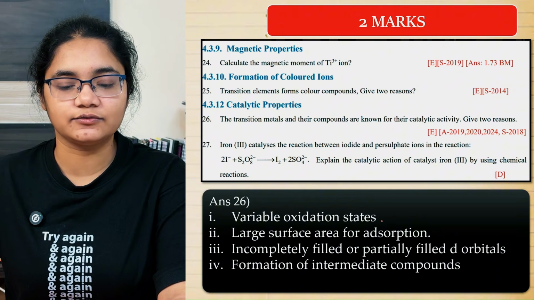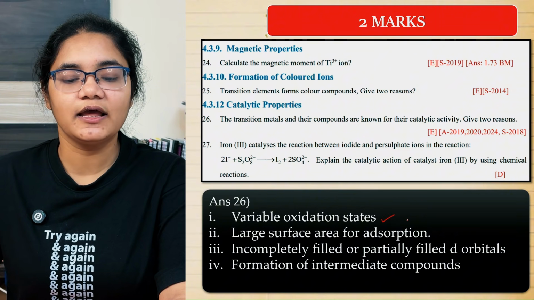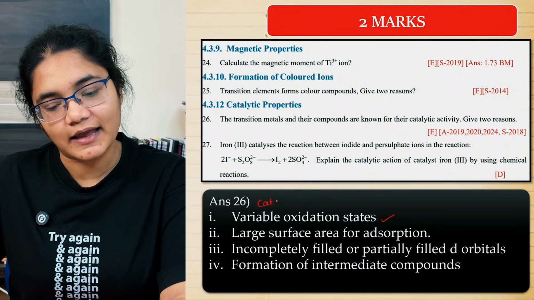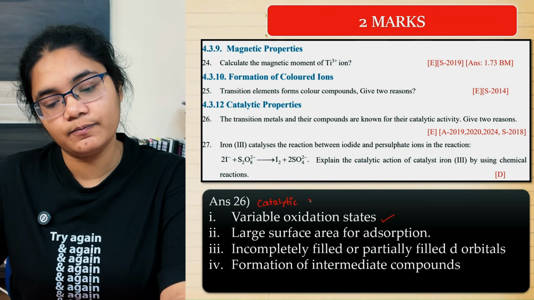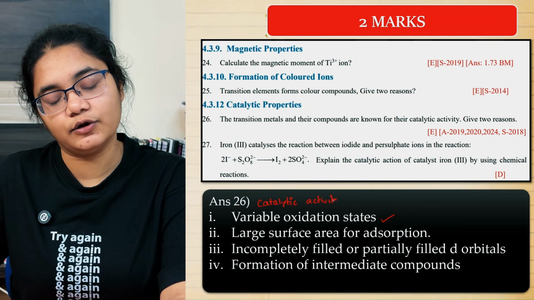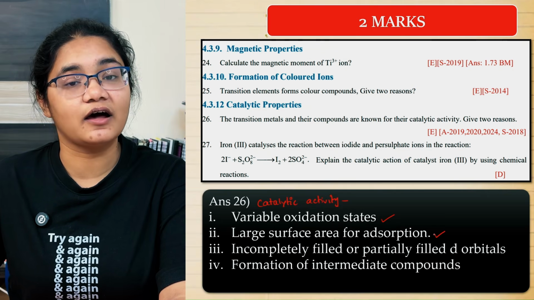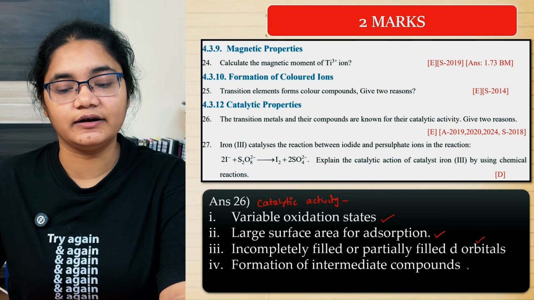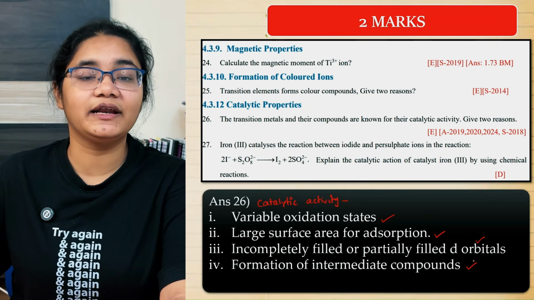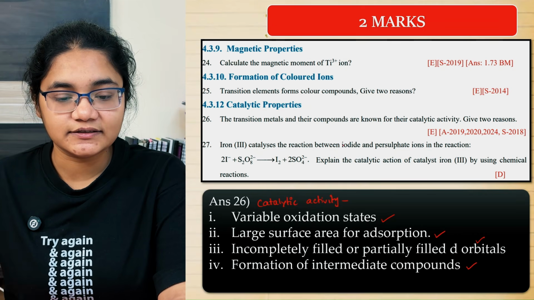I've already discussed this one in the PYQs. Once more we'll talk about it. Variable oxidation. So they show catalytic activity. Okay, they show catalytic activity due to variable oxidation state, large surface area, incompletely filled d orbitals, and the formation of intermediate compounds. Next is the question.